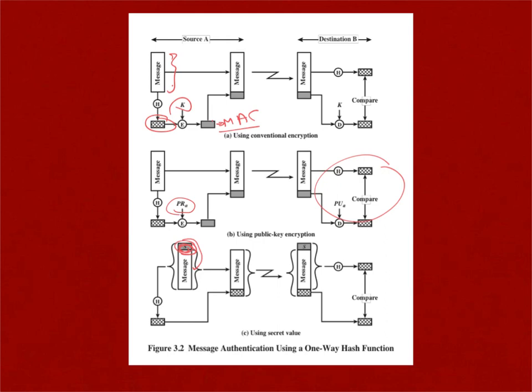I can do message authentication without it, because here again the requirement is that there is no need for reversibility of that secret value. I don't need to reverse it. I need to verify it. I need to generate it at my side and verify that it's correct. So these are the three methods for doing message authentication.